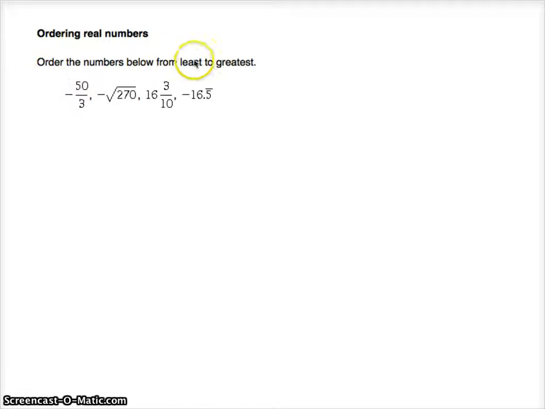So it says order the numbers below from least to greatest. If you look, we have negative 50 over 3, the opposite of the square root of 270, 16 and 3/10, and negative 16.5 repeating. And so when it says order the numbers, you're probably thinking, these numbers aren't even related. I have decimals, fractions, improper fractions, and the opposite of square roots. And you're like, it's impossible.